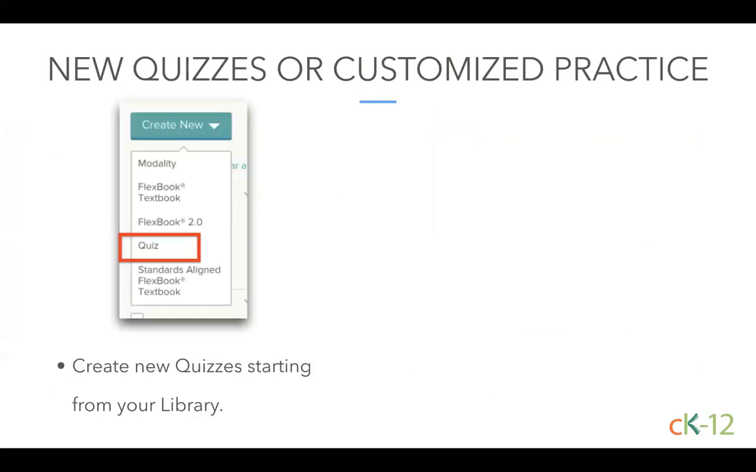If you want to create a new quiz, then you would go to your library. Under the left bar, you'd see create new, and you'd click on that and expand it and choose the quiz option. And from there, you'll get bumped into that quiz editor screen you just saw and be able to add existing CK-12 concepts and questions or create your own.